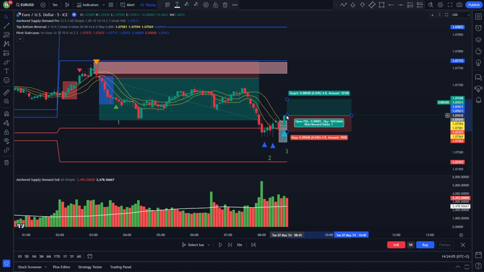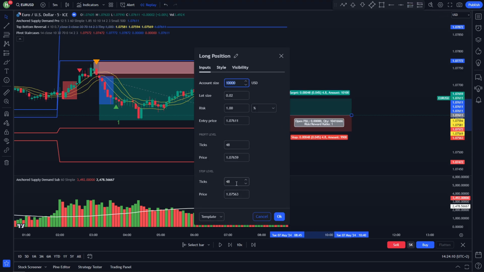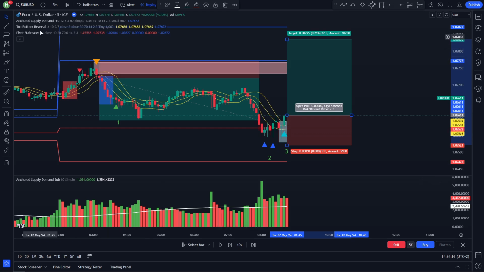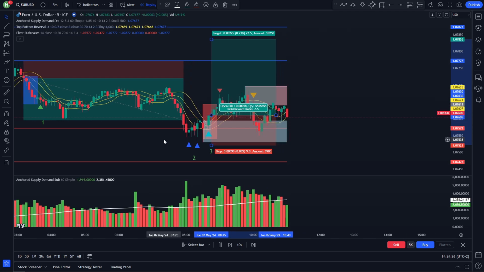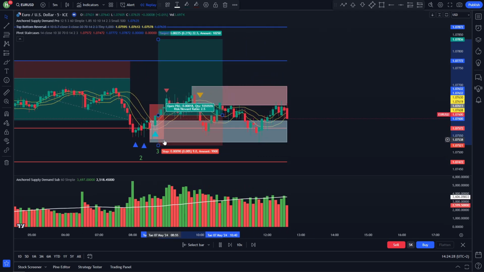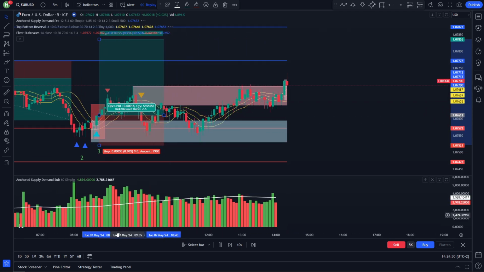This powerful combination leverages advanced algorithms and cutting-edge technology to provide real-time insights and actionable signals. The reversal trading combination comprises the top-bottom reversals indicator, anchored supply and demand, and pivot staircases, which work in harmony to give you a comprehensive view of potential market reversals.